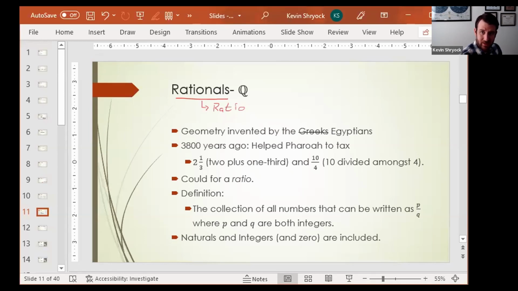And the best way to implement a tax system is to charge the people who have a lot of land the most money, because that's a good visual for who has money when people can go and hide their wealth. So that's why we need to talk about this division. How much more land does somebody have? What is it like to split something amongst people? So that's what we're talking about when we talk about the rationals.